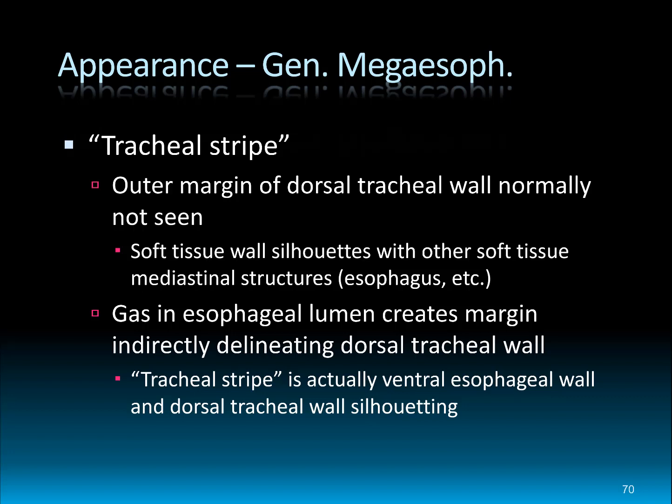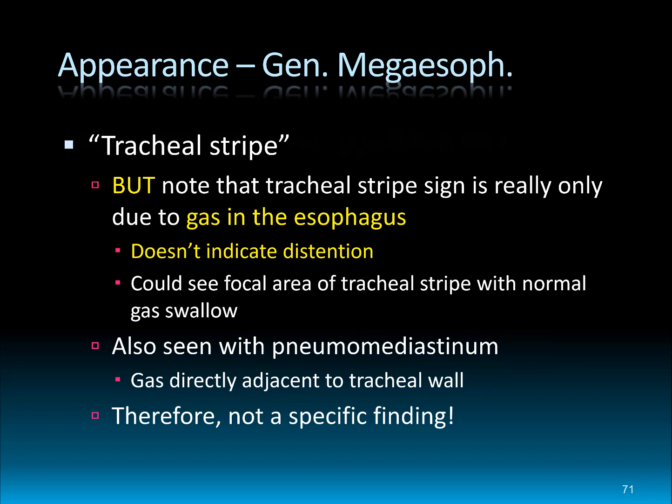Tracheal stripe sign is another one you'll read about, and it's not specific, but it is something to look for. Normally we don't see the outer serosal margin of the dorsal tracheal wall, and so when there is gas in the esophageal lumen, it actually creates a margin where we can get the impression that we're seeing that dorsal margin. It's not quite that simple, because that margin that we end up seeing with the tracheal stripe actually represents the summation of the ventral esophageal wall and the dorsal tracheal wall, but it's still called the tracheal stripe.